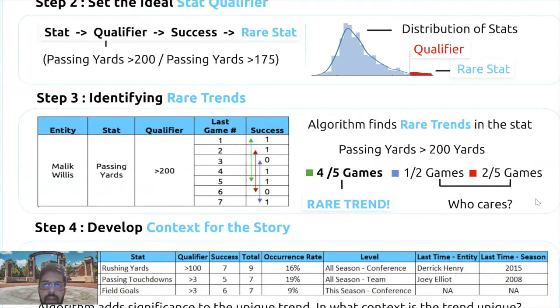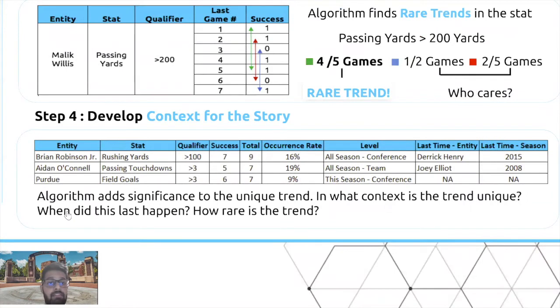Then we compare this trend with a database of all trends that have ever occurred to gauge if a trend is unique. The trend of 4 out of 5 games is very rare. The next step and the final step is to develop a context for the story.